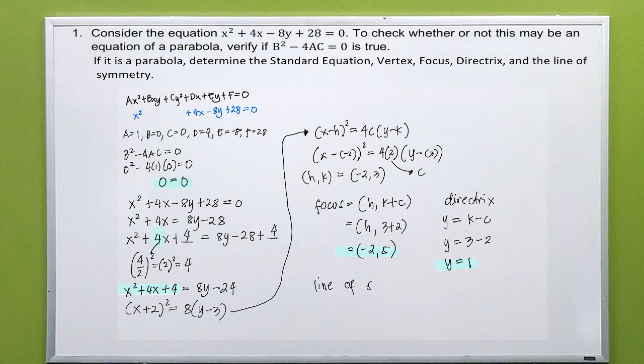To get the line of symmetry, we have x equals h. Since our h is negative 2, therefore the line of symmetry is x equals negative 2.